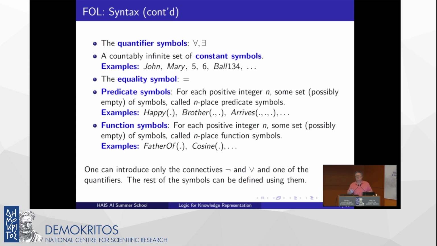Predicate symbols, so maybe I would like to talk about people that are happy. I have to introduce a unary predicate happy. I want to talk about brothers of people, so I will introduce a binary predicate brother. I want to talk about when people arrive where. I use a ternary predicate arrives. And there are also function symbols. I might want to say that somebody is the father of somebody else. Okay? So this is like a predicate, but it's functional.